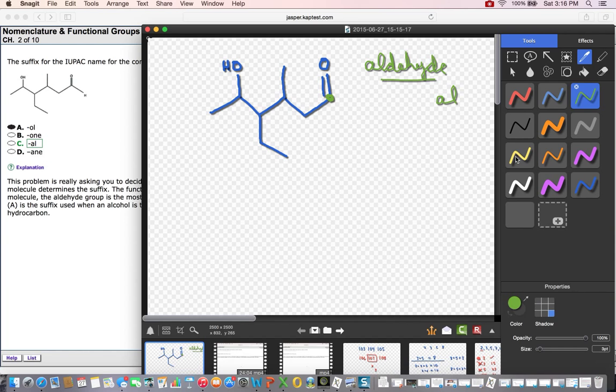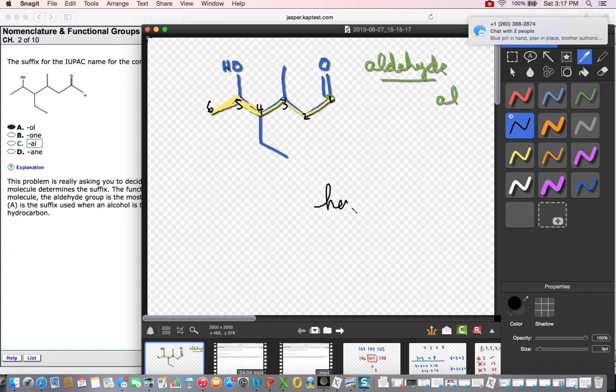But let's do a little bit of extra work here, and let's trace the longest continuous chain of carbons. And even though the alcohol isn't the most important functional group, we definitely want the longest chain to contain the alcohol. So we have carbon 1, 2, 3, 4, 5, and 6. So we would normally name this as a hexane.